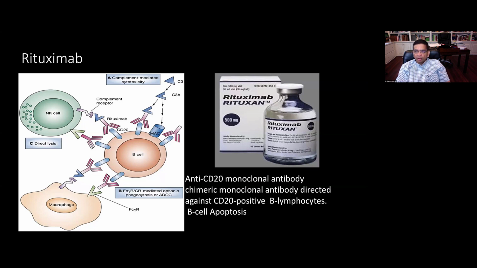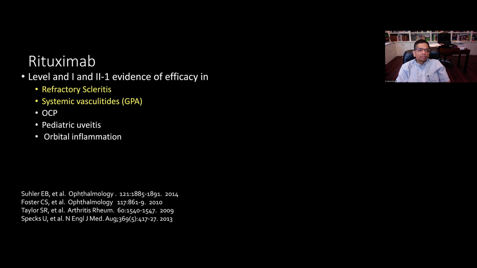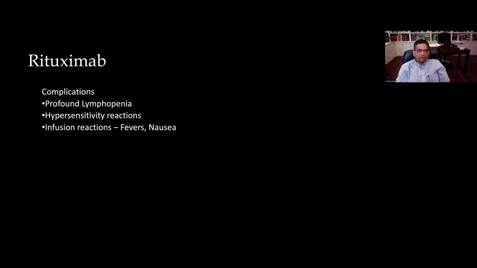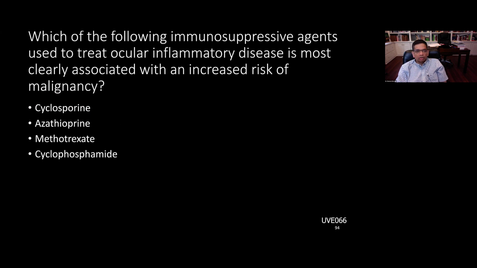It's also very effective in the treatment of primary intraocular lymphoma as an intravitreal agent as well as a systemic agent. And so this is where it's very useful. Refractory scleritis associated with systemic vasculitis or systemic vascular disease in general. And we can also use it for selected cases of OCP, severe orbital inflammation, and pediatric uveitis. There can be profound lymphopenia, infusion reactions can occur, and hypersensitivity reactions can occur.